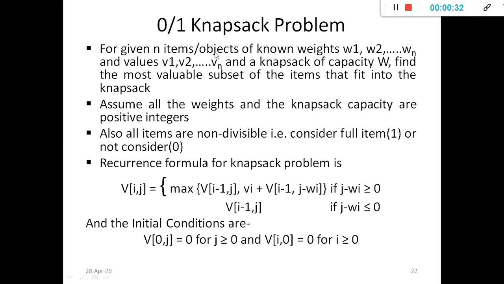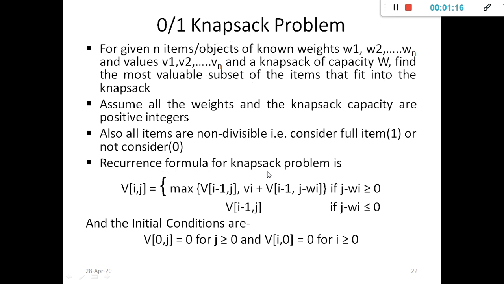Given n items or objects of known weights w1, w2 up to wn and values v1, v2 up to vn, and a knapsack of capacity W, find the most valuable subset of the items that fit into the knapsack. Assume all the weights and the knapsack capacity are positive integers, and all the items are non-divisible, that is, either consider the full item, that is 1, or don't include the object in the knapsack. That's why it is called a 0/1 knapsack problem.